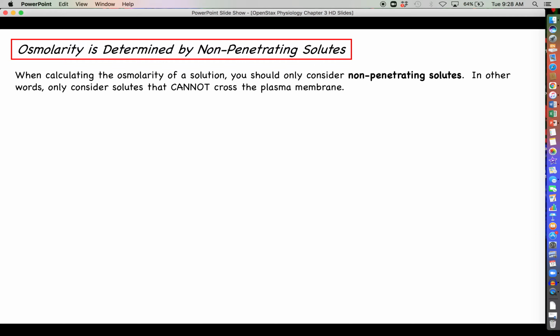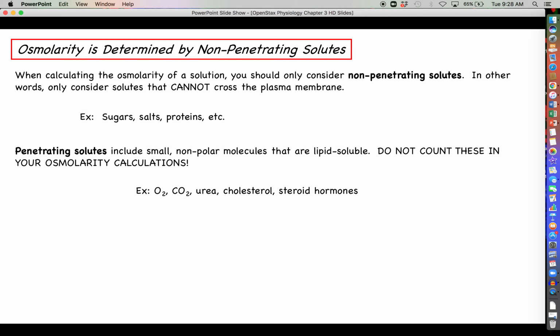So for a given solution, we are only going to consider solutes that by themselves cannot cross the membrane, cannot participate in simple diffusion. So this is going to include things like sugars and salts and proteins. In a previous video, we talked about the rules that dictate what gets through the membrane all by itself and what does not. So this is only going to apply to what cannot.